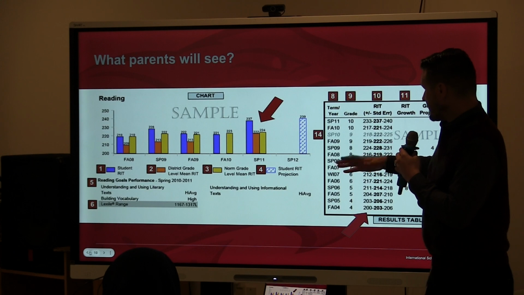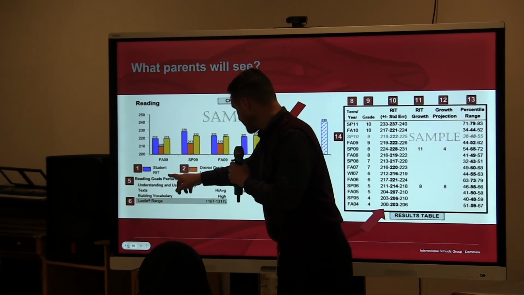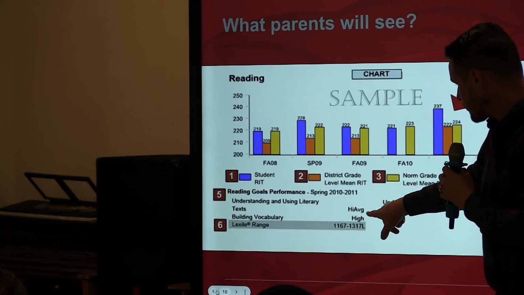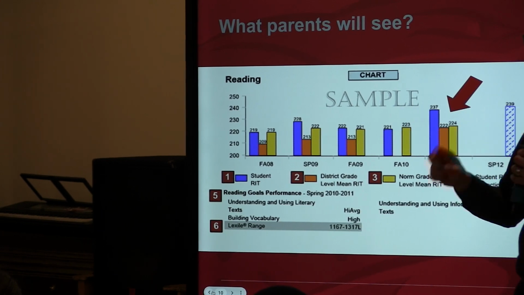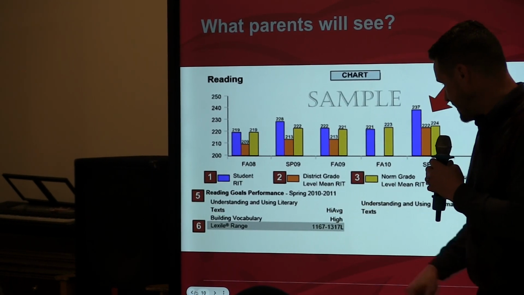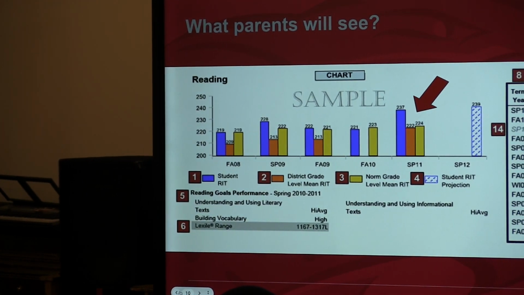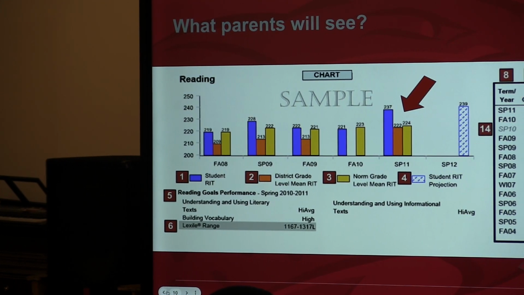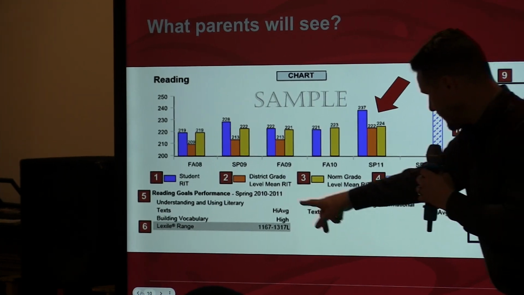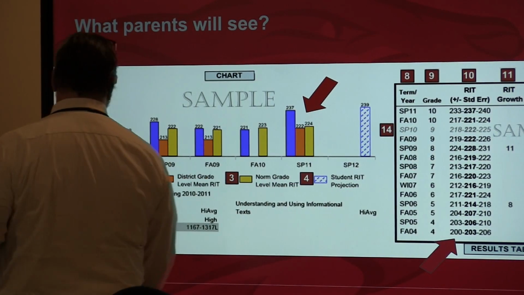Now, also within this, you will see the different components of the test. With this one for reading, we have understanding and using literary texts, and it'll show you where your child is at. For this one, it says the child is high average, high. So there's high, high average, average, low average, and low. Those are the five different levels. And so it'll give all three of the areas for reading in particular.